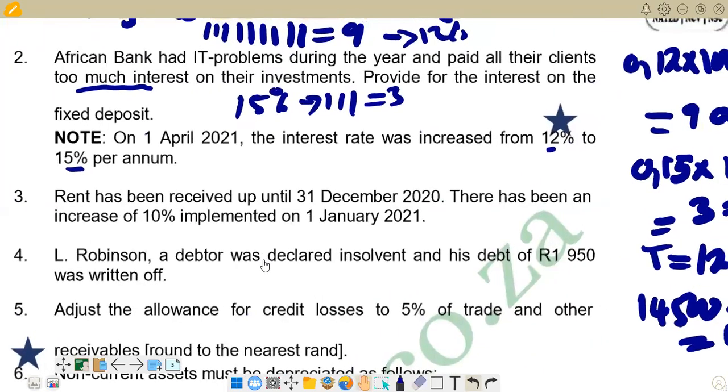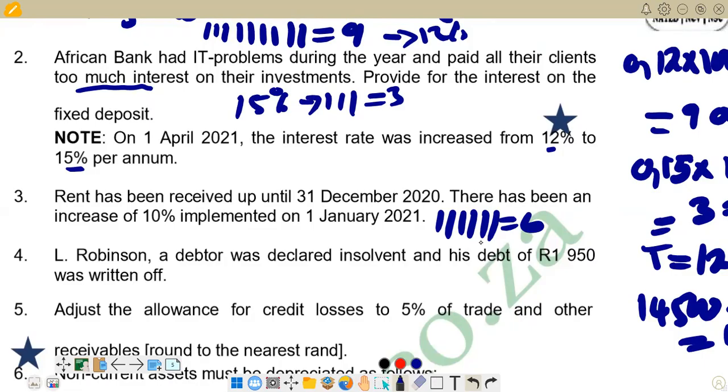Go to number 3. We have something explaining about rent, which is saying rent has been received up until 31 December 2020. There has been an increase of 10% implemented on 1 January 2021. So basically, the rent that was received is from July, where the year is starting, up to December. We count how many months we have from July to December: July, August, September, October, November, and December. 1, 2, 3, 4, 5, 6. So we have 6 months for the rent that was received.